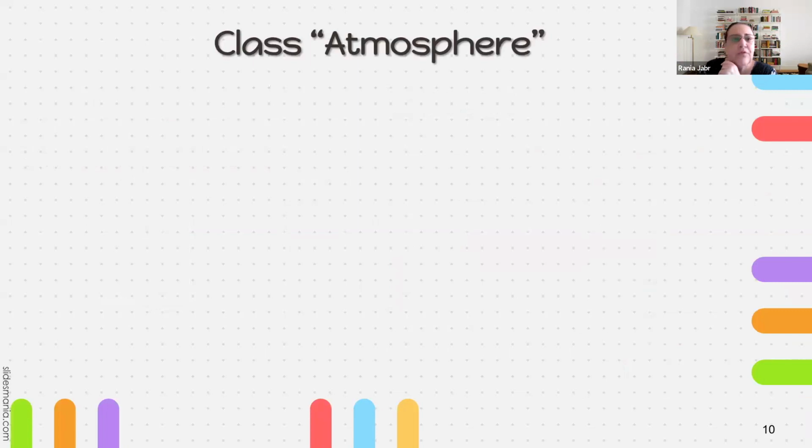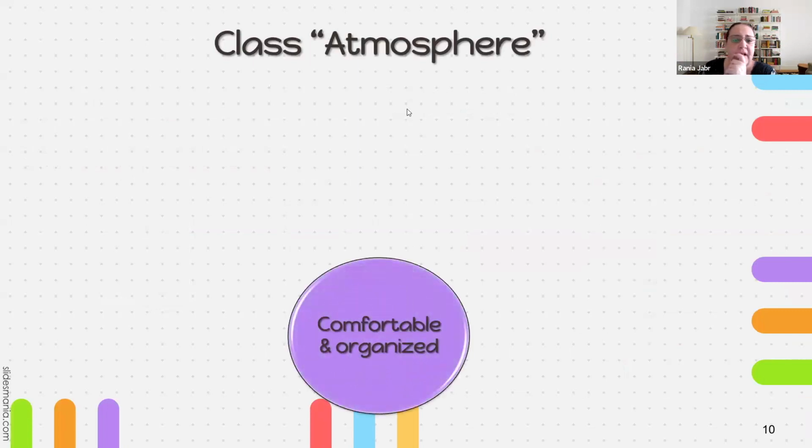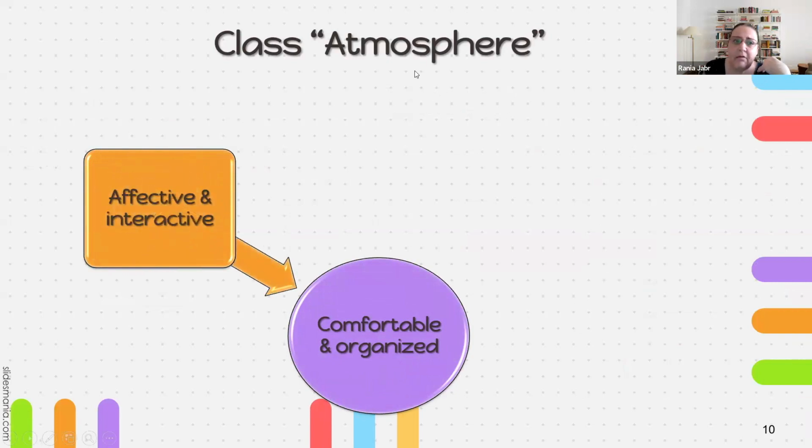All right, the class atmosphere is an important component. It needs to be comfortable, low key. Things are organized. I'm always on top of things. I don't want them running around, whether they are adults or young children or teenagers. We want them to be organized, so they don't get up from their places until I give them a number or I assign them a group name or whatever.